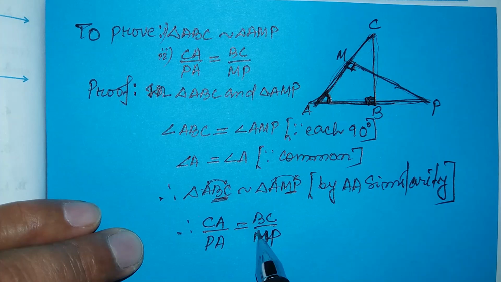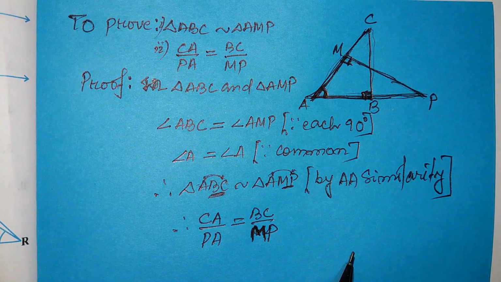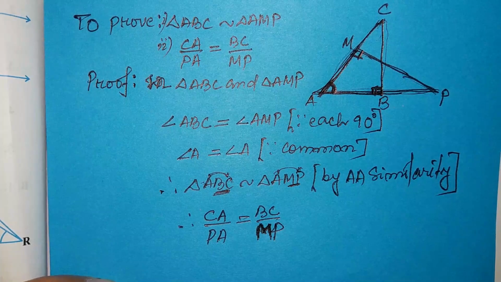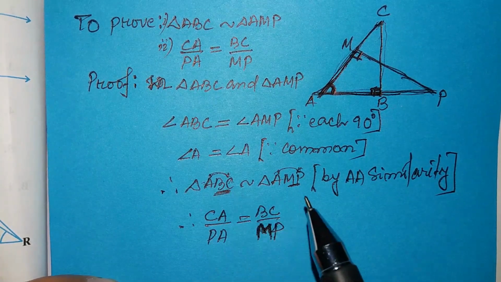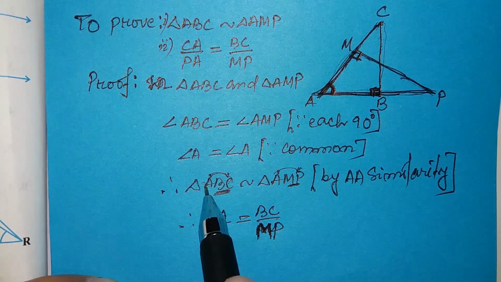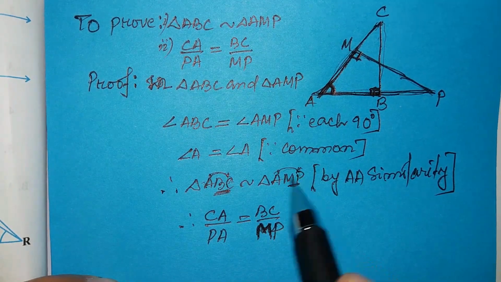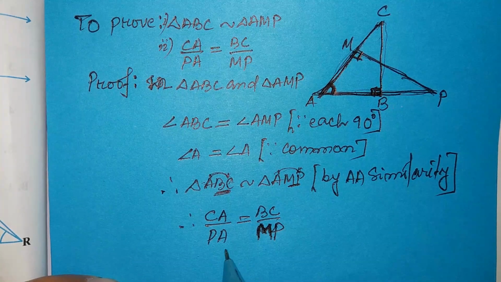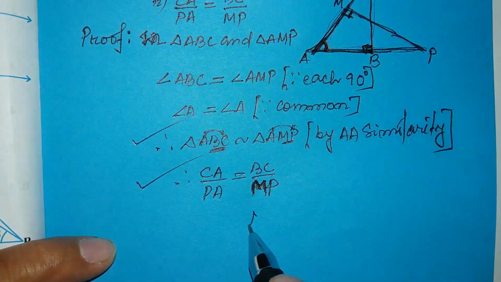How to take the corresponding sides I have already explained when we were doing this concept of this chapter. There we have learned how to name similar triangles correctly. Once you have named the similar triangles correctly, you can find the corresponding angles and corresponding sides just by looking at the names. So here the corresponding side of AB will be AM, the corresponding side of BC is MP, and the corresponding side of AC is AP, or you can say CA is PA. So this is what we have to prove in Roman number 2. We have got both the proofs, this is the first one and this is the second one, so hence proved.